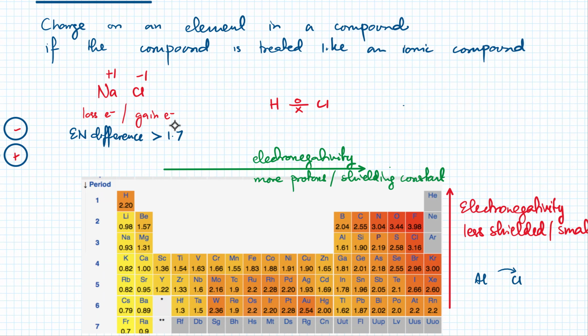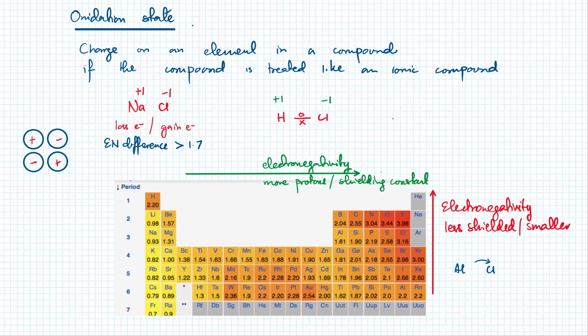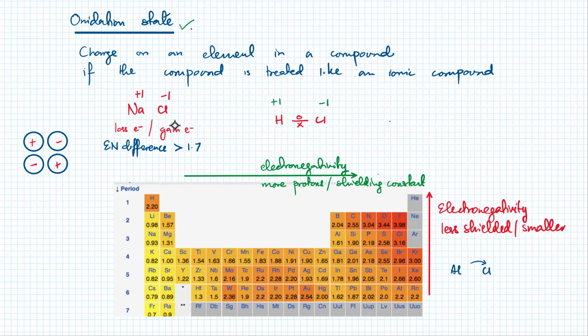So the last thing is, why do we say that H is +1 and Cl is -1 when in fact it's not, right? So when it comes to oxidation state, we do say that Cl is -1. We do say that H is +1. The reason is that when it comes to oxidation states, we don't really care whether ions are getting formed or not. We just care about who's gaining electrons and who's losing electrons.